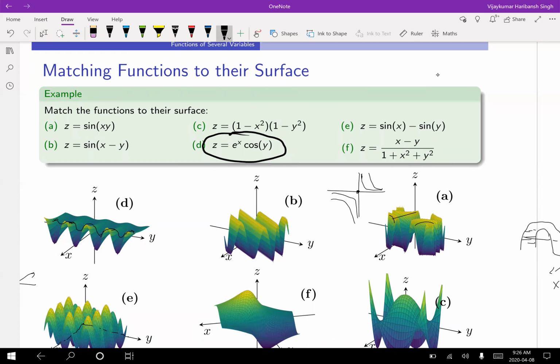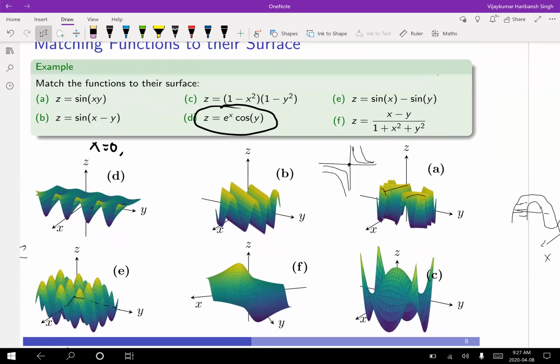So how will the graph of D look like? We have z equals e to the x times cos y. The way to draw this is to note the following: when x is 0, you will just get cos y. Right? So which one of them has this? When x is 0, it should look like a cosine.